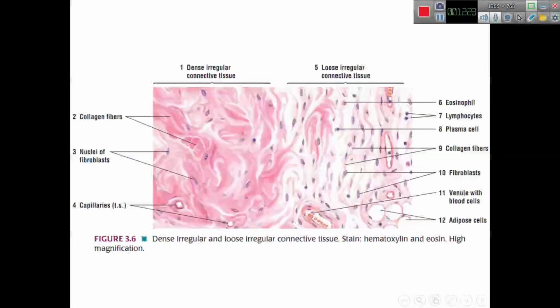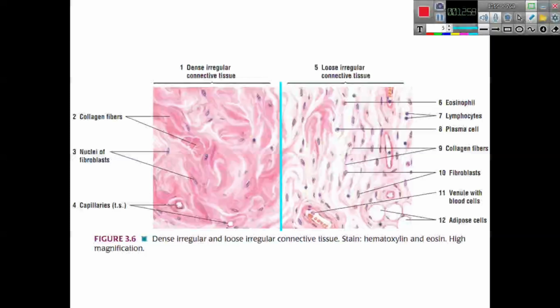In this picture also, you see two kinds of connective tissue, loose and dense. If I divide this picture into two parts, on the right side you see loose, and on the left side you can see the dense connective tissue. Here we have a lot of cells, but in this part the number of cells decreases, and the number of fibers increases.